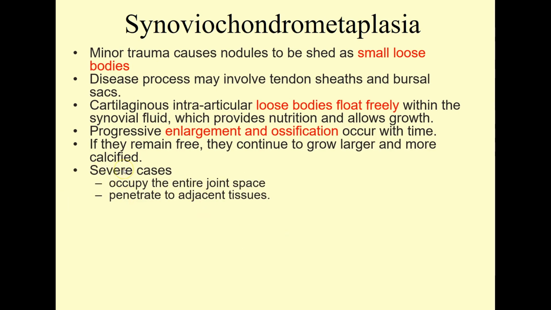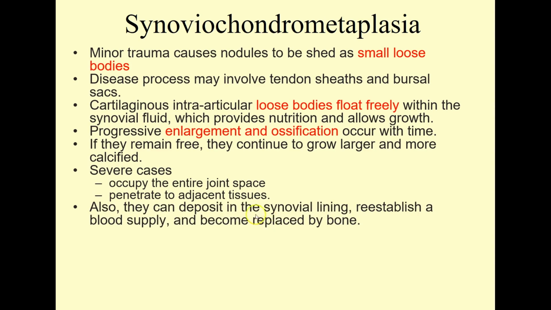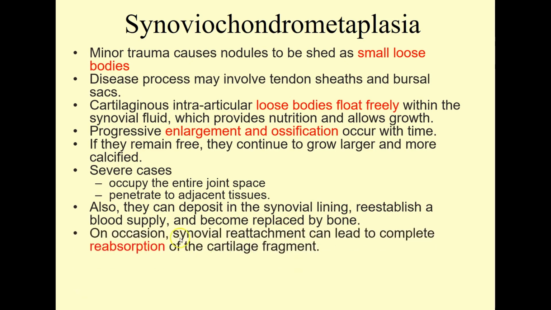In the most severe cases, they have such a large number of these free joint bodies, loose bodies, that they really fully involve the entire joint space, and they can even be forced through and into adjacent tissues. We also know they can deposit in the synovial lining. They can reestablish blood supply. Now they become real bone, not just bone-like or a bone precursor, and that needs to be surgically remedied. There are times where we know the patient has synovial chondrometaplasia and we suspect reattachment has occurred, and in that environment there is resorption of the cartilage fragment as a product of cleanup, if you will, by cells that now recognize it as an abnormal presentation.